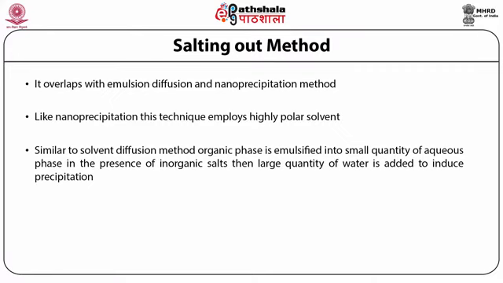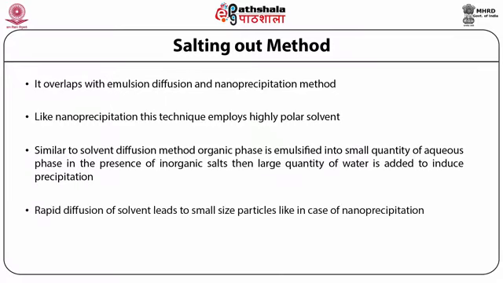Similar to solvent diffusion method, organic phase is emulsified into a small quantity of aqueous phase in presence of inorganic salt like magnesium chloride, magnesium acetate, then a large quantity of water is added to induce precipitation. Rapid diffusion of solvent leads to small size particles like in case of nanoprecipitation. Generally, polymer and salts are used in the ratio of 1:3.